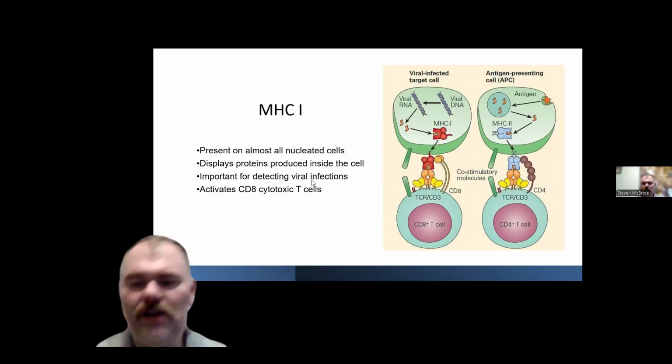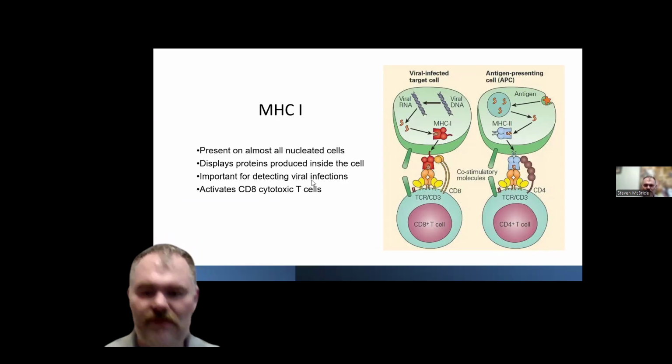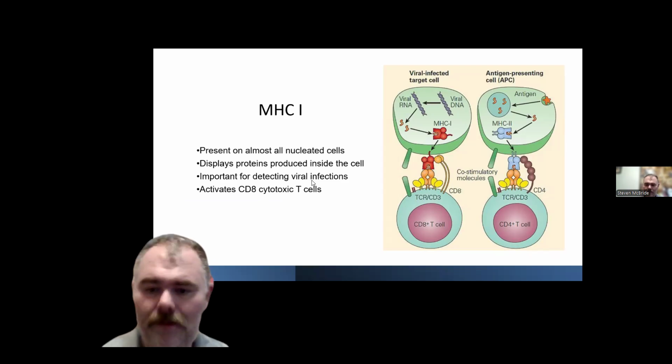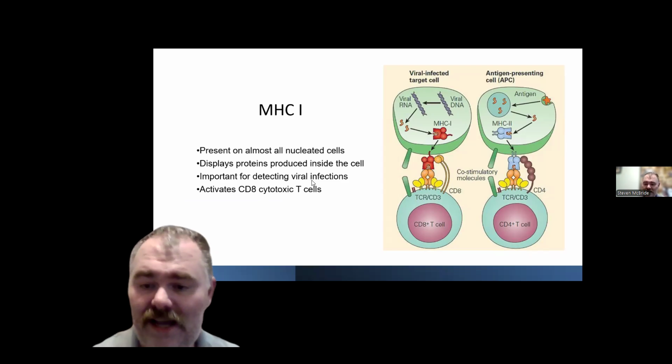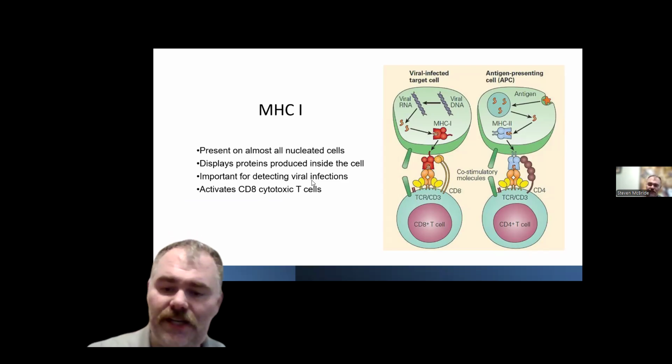There are two major classes of MHC molecules. The first is MHC class 1. MHC1 is present on nearly all nucleated cells in the body. Because almost every cell can become infected by a virus, almost every cell needs a way to report its internal condition to the immune system.